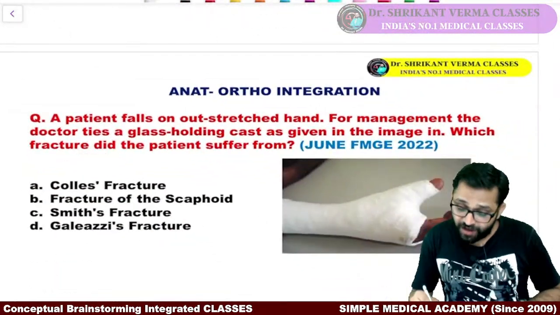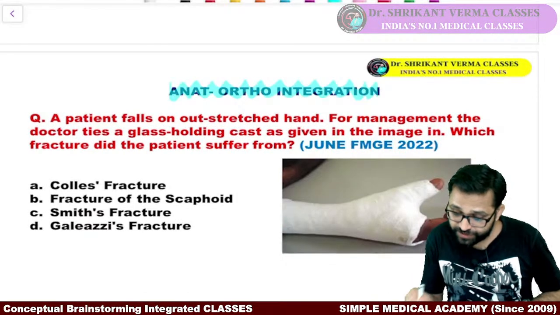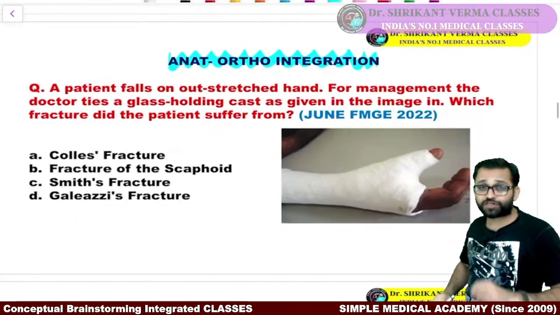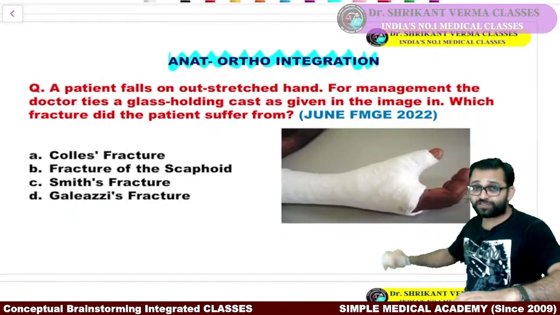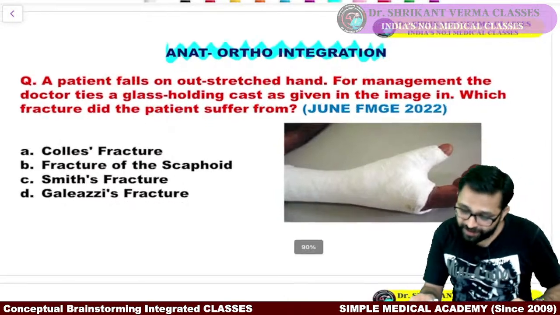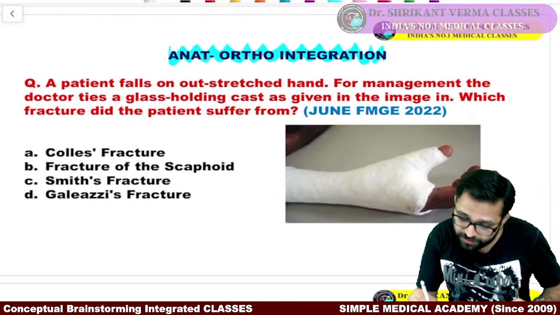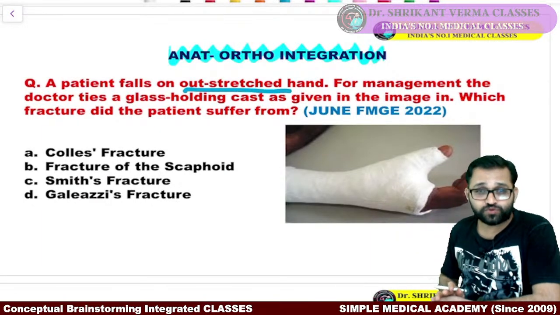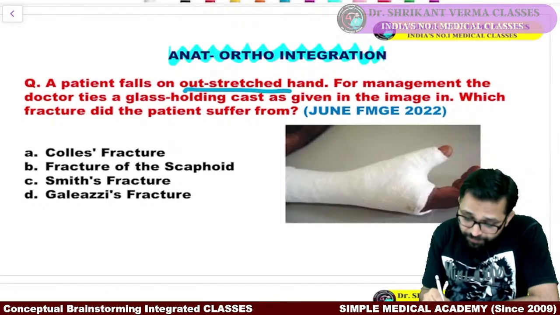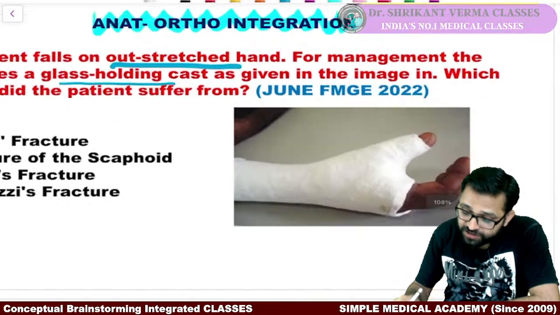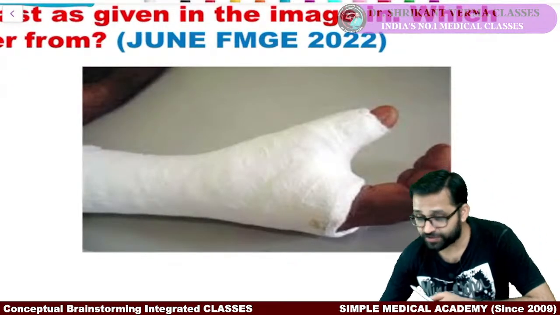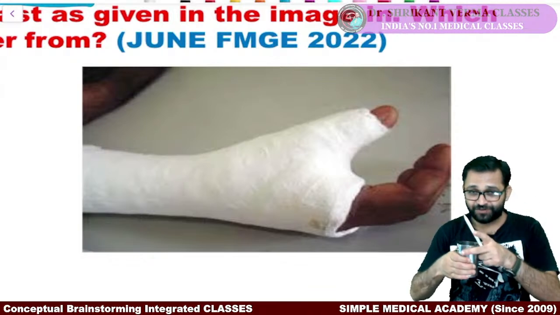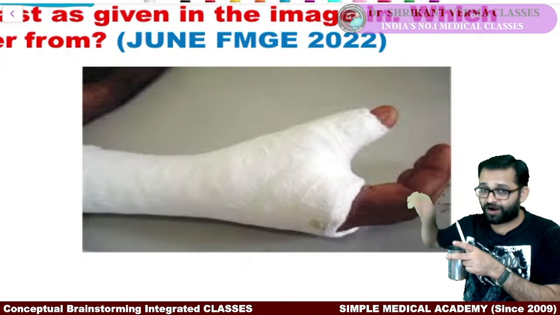Now see here our integrated pattern. When you have proper knowledge of the upper limb, then you can solve all these questions. So there was an anatomy-ortho integration. There was one image and a question had been asked. One patient fell on an outstretched hand. With the help of anatomy, how can we do this orthopedics question? For management, the doctor advises a glass holding cast. Suppose this is the glass; the patient is asked to maintain such a position. That is the glass holding cast.